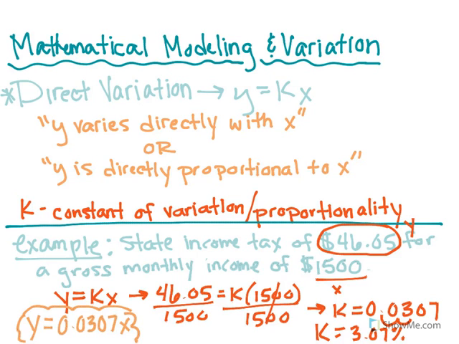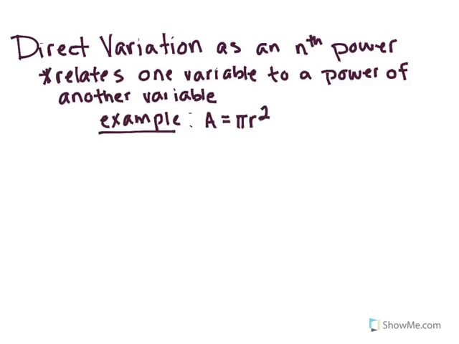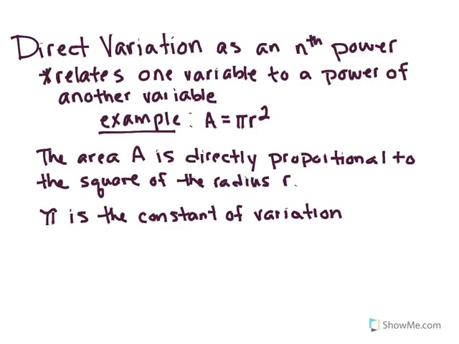There's one other type of direct variation that we need to talk about, and that is direct variation as an nth power. Well, what does that mean? We need to go into this a little bit and view an example so that we know what to do. This particular kind of direct variation relates one variable to a power of another variable. A good example of this is the area of a circle, A equals pi r squared. The way we say this verbally for our area formula is: the area A is directly proportional to the square of the radius r.